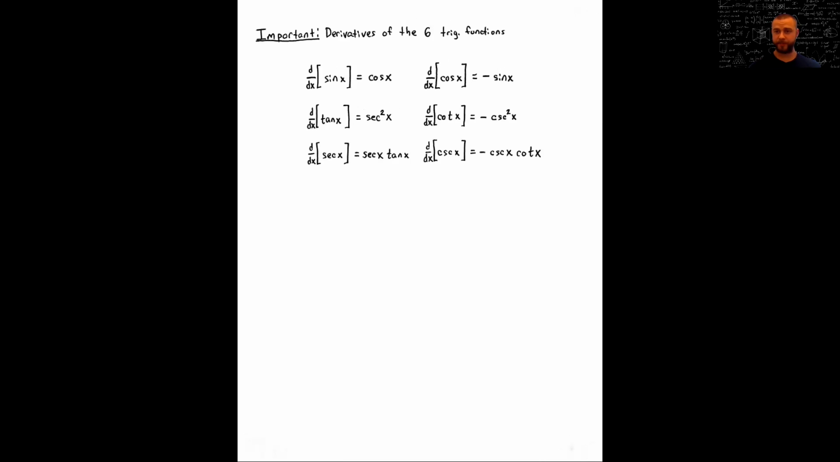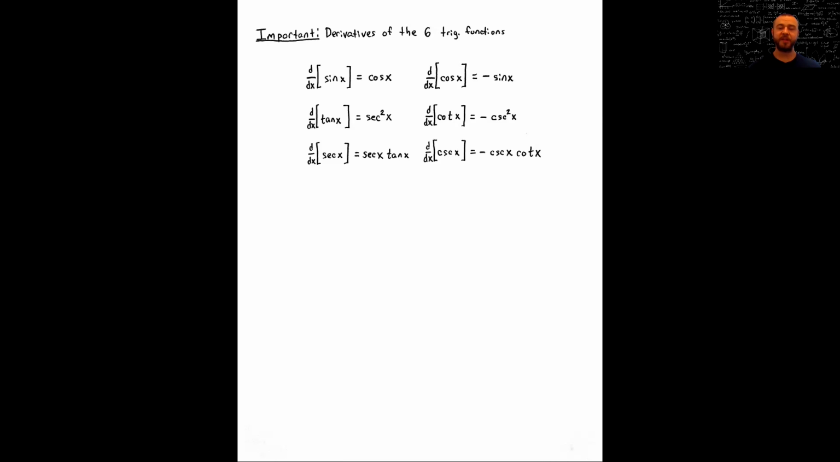Here's the rest of them, the complete table. They all follow by applying an appropriate identity. For instance, secant, you can think of secant as 1 divided by cosine, and then we apply the quotient rule. You definitely want to memorize these, especially if you're continuing beyond Calculus 1 through the calculus sequence.